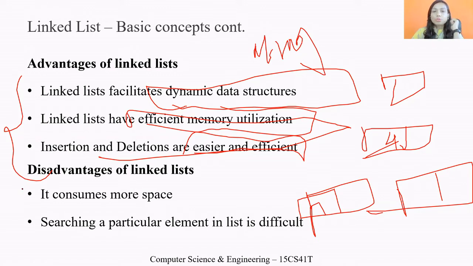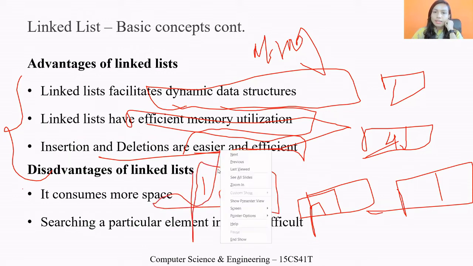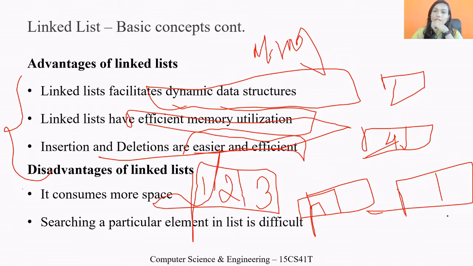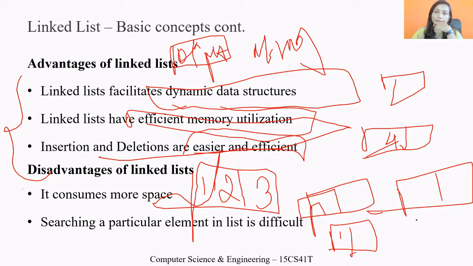Why does it consume more space? Can anyone tell why? See, if I want to store 1, 2, 3 in an array, space was there just for this data, yes or no? But if it is now for nodes, what do we have to do? We have to create two spaces, one for the pointer, another for the data. So you will create like this, 1, then 2, then 3.